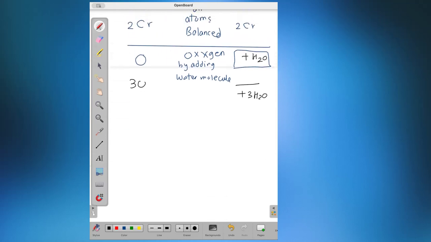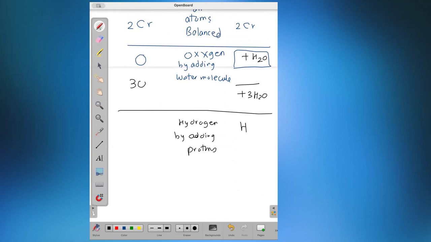Okay, so now you have balanced the oxygen, but you have disrupted the hydrogen, right? Because when you added oxygen through water molecules, the hydrogen is now imbalanced. So I will balance the hydrogen by adding what? By adding protons.